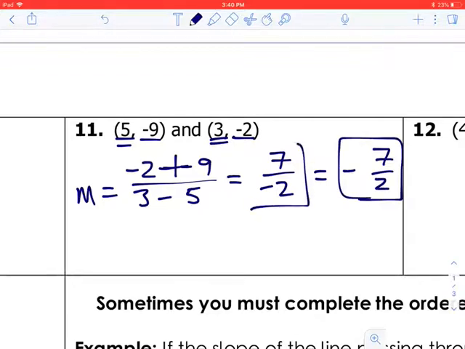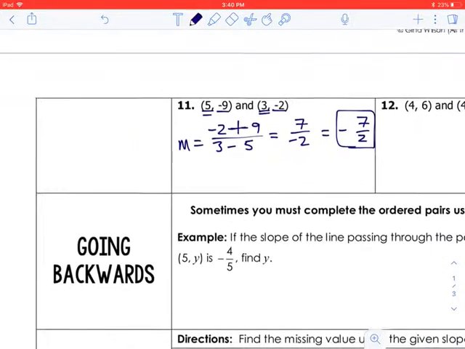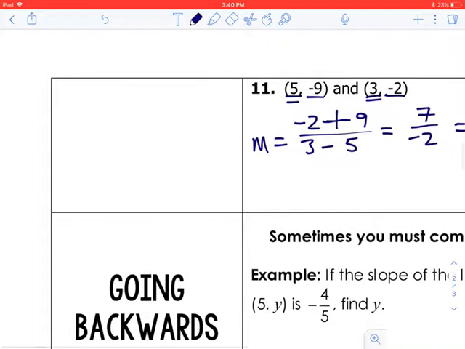Now, you could have circled this answer and it would have been fine, but usually I like to put the negative sign either out front or with the top number, okay? But anyway, that's the slope formula. So the slope formula is still going to be the same. I have to make sure to go y minus y over x minus x. And again, just make sure you're staying consistent. So if you're starting with the second one, you got to start with the second one on the bottom too.